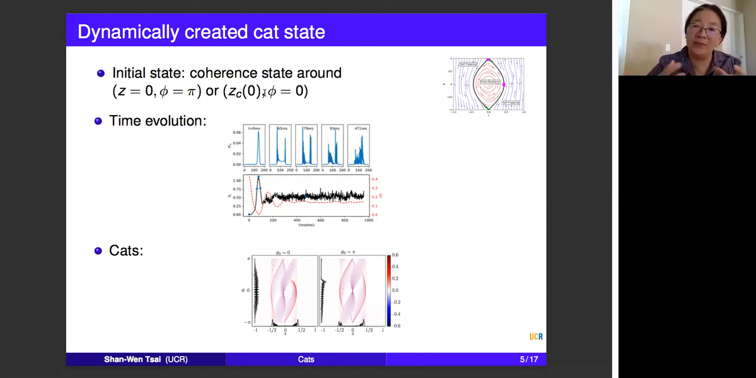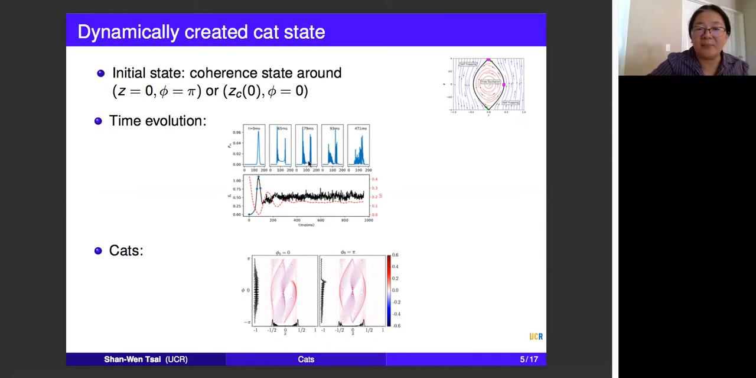And let it evolve. Now, when it evolves, because this is a real quantum problem and you have some finite distribution, some Gaussian, some coherent state around that point, as it evolves, it will go into both sides. Here I look at the probability for different occupations, different imbalances. This is for the zero state, where initially I have some value of z here that is on the separatrix. As it evolves, it creates the cat dynamically.